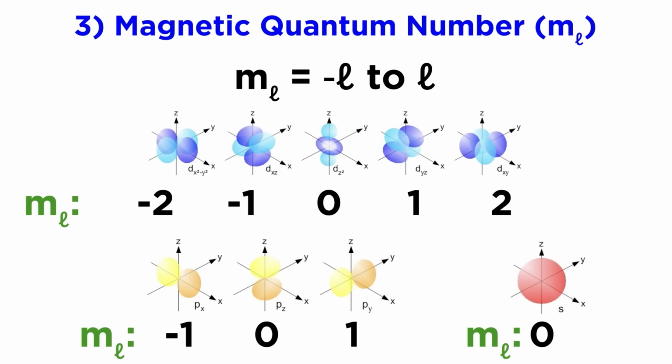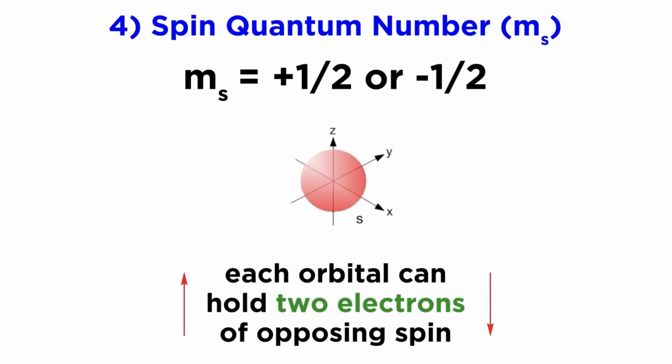Lastly, there is the spin quantum number, m sub s. This will be positive 1/2 or negative 1/2, and since a maximum of 2 electrons can fit in any atomic orbital, each pair will receive opposite spin values, which we can call spin up or spin down.